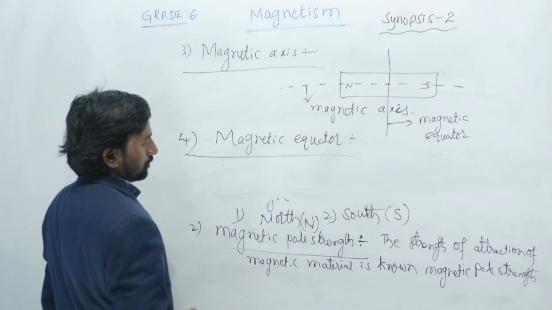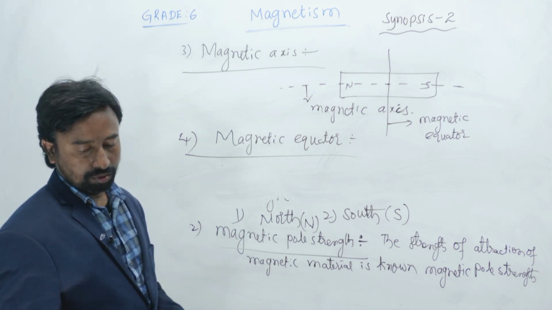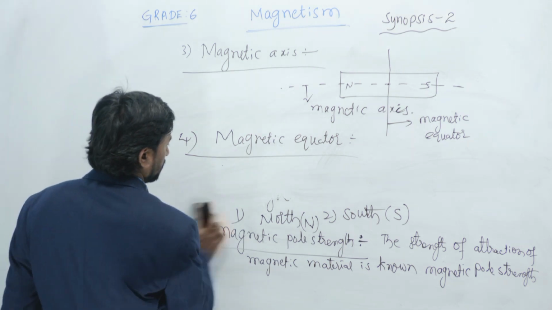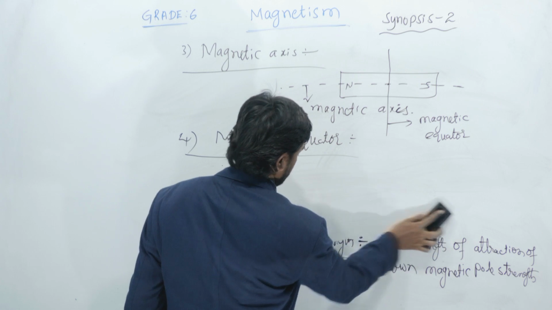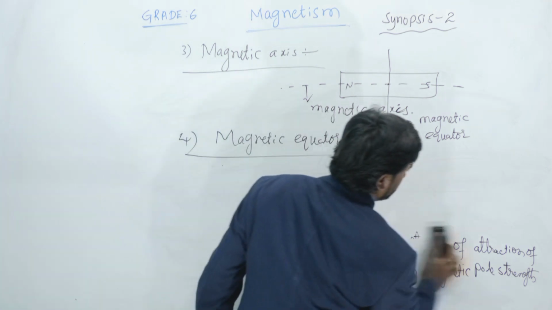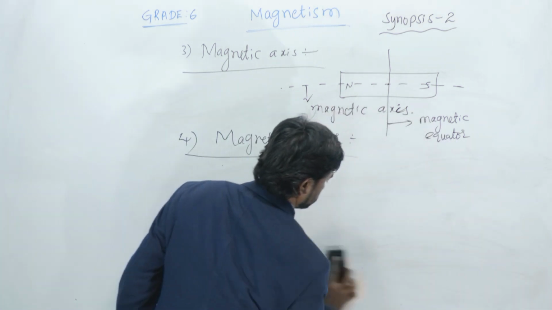Now the magnetic length. So what is the magnetic length? In the magnetic length there are two types, and that also we'll discuss. Magnetic length we'll see now.